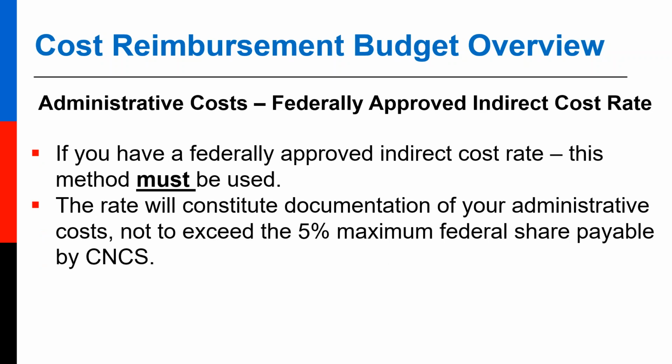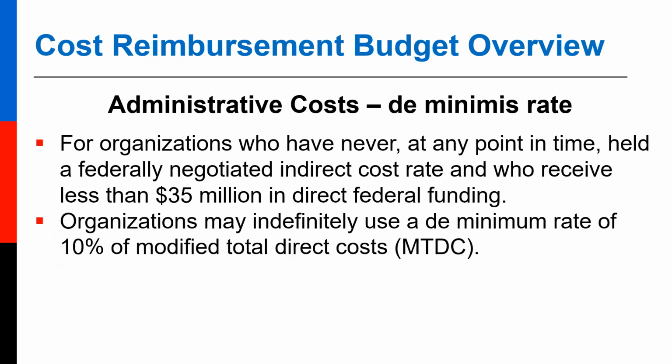The second method must be utilized if you have a federally approved indirect cost rate. The rate will constitute documentation of your administrative costs not to exceed the 5% maximum federal share payable by CNCS. And you don't have to, on the grantee share side, utilize all of the indirect cost rate. If your indirect cost rate is 31%, you could claim only 12% based on your agency requirements.